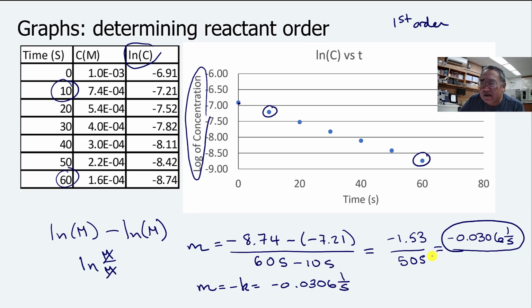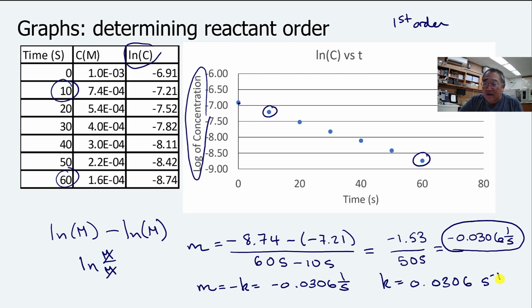I know I'm kind of inconsistent about the way I do it. I just don't really think about it that hard, and I should, for teaching's sake. Anyways, that just means k is equal to 0.0306. I'm going to just write seconds to the minus 1, because it's easier to write and I'm running out of space. All right, so this is how we use graphs to determine orders of reactants, and also how we use graphs to determine a rate constant.